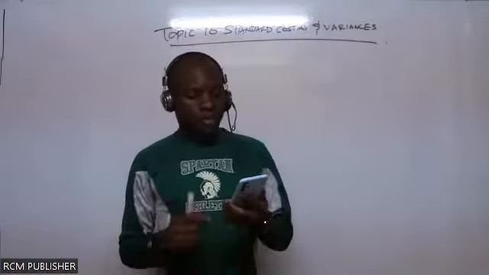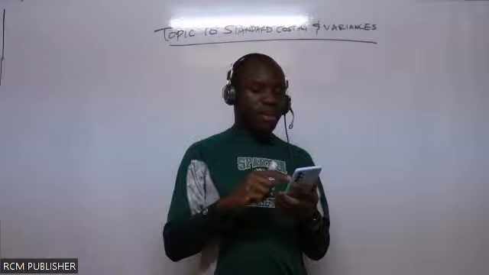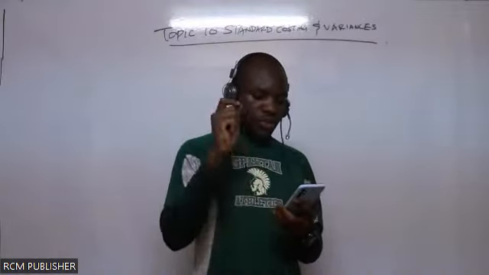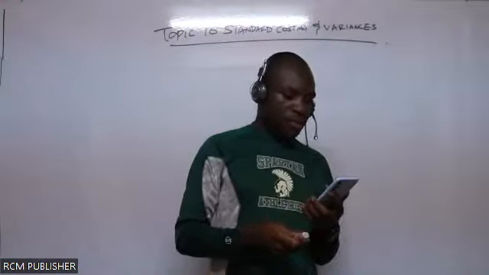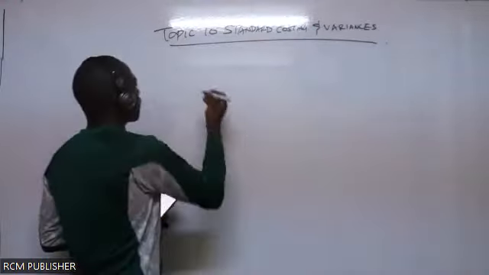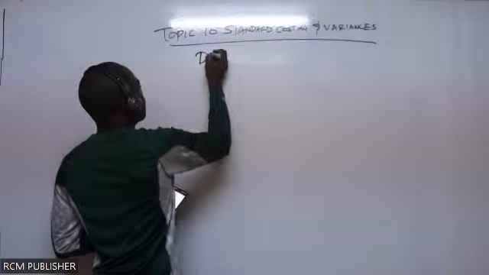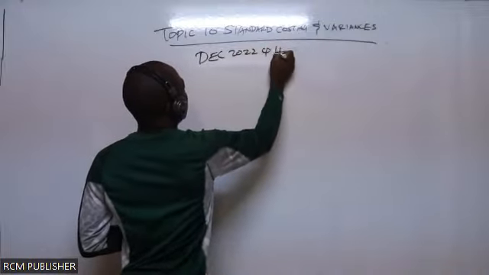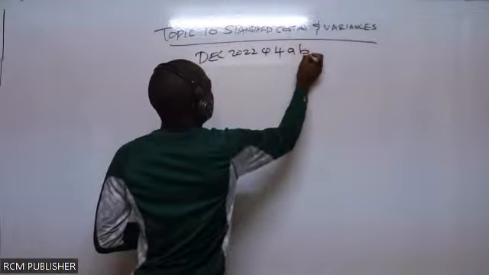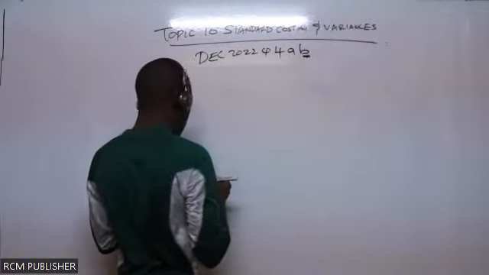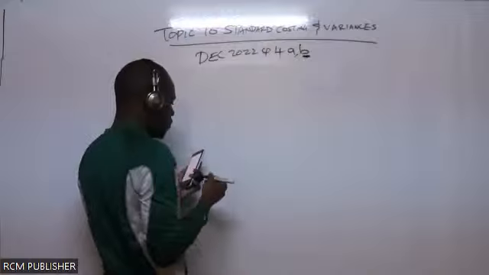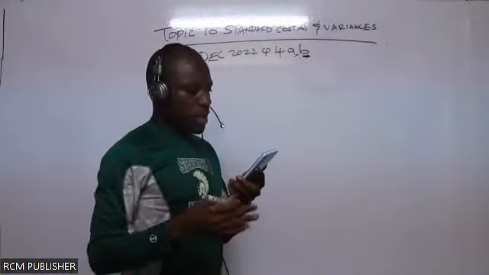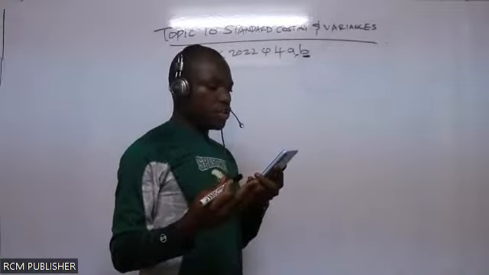Now, if you look at what was tested there in December 2022, question number 4, A and B. So December 2022, question number 4, A and B, but my interest is question number B. So if you look at question number A, of course, that one you should be able to answer. The arguments in favor of marginal costing.